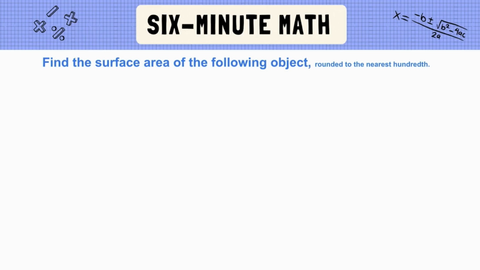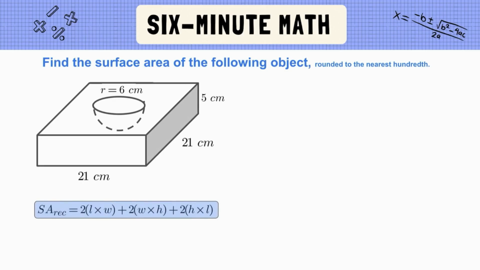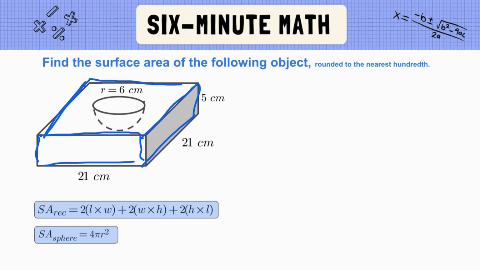A couple more examples here. We're going to find the surface area of the following, and we have a rectangular prism with a sphere. For this case, I'm going to find my rectangular prism first, then I'm going to find half the sphere, and then I need to understand what I might be subtracting. So let's find that rectangular prism. Again, I'm shading here in blue just to keep me organized.